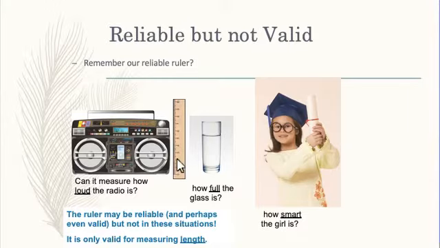So a ruler is not really valid if it can't measure how loud the radio is or how full the glass is. It can kind of do the glass thing, but we would be expecting then that each glass would be the same. It also can't measure how smart the girl is, so it's not very valid in those instances.